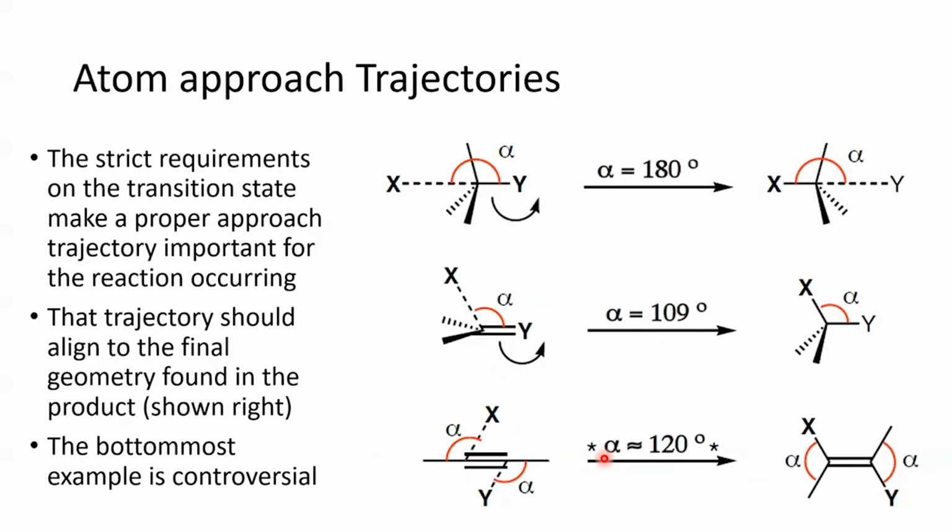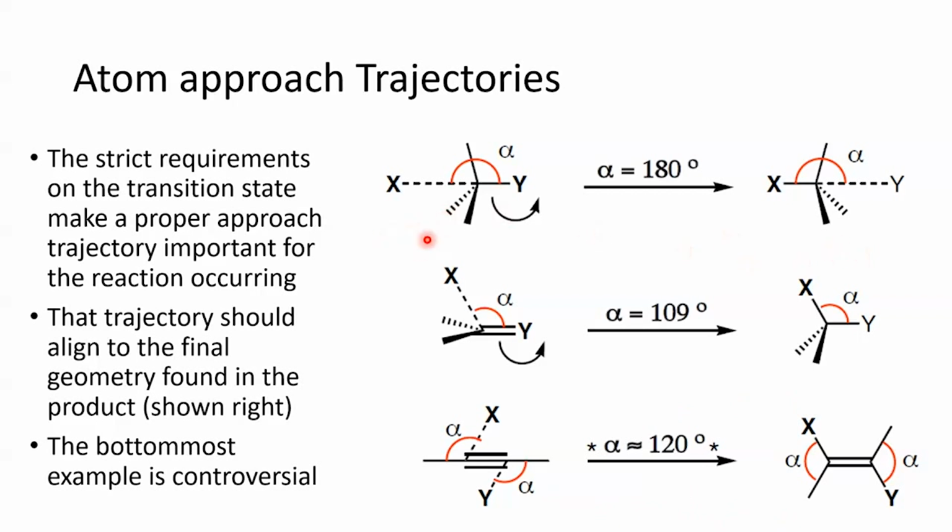And so this idea of atom approach trajectories underpins a lot of Baldwin's rules. Essentially, the assumption is that there is a strict requirement on the transition state and that atoms need to make a proper approach for the reaction to occur. These are the postulated approaches that need to be satisfied in order for the reaction to be kinetically favoured.